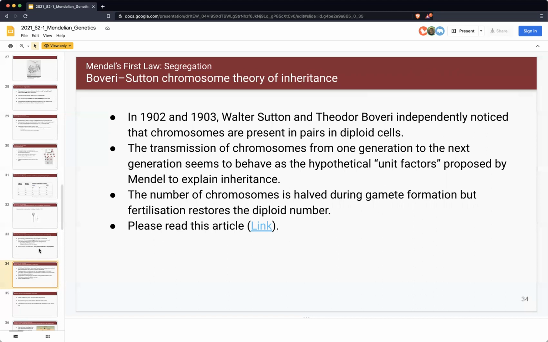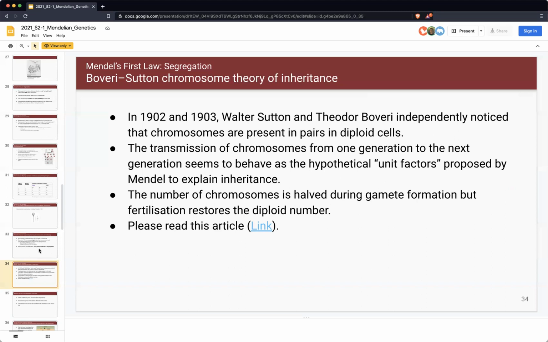But later, this chromosome idea was further developed by Thomas Morgan, right? And he brought Mendel's factor to the gene level or allele level. And then this idea is ultimately represented by nucleotide sequence, which we are now looking at with high-throughput genomic technology, right?